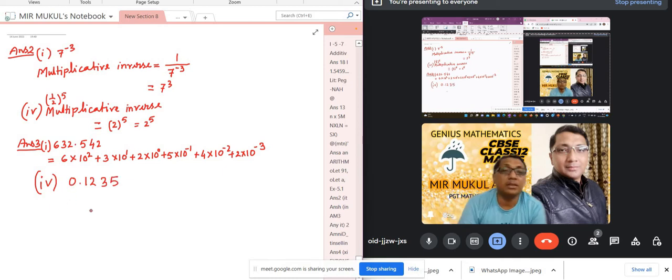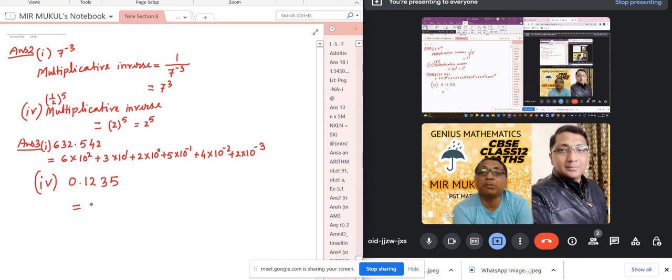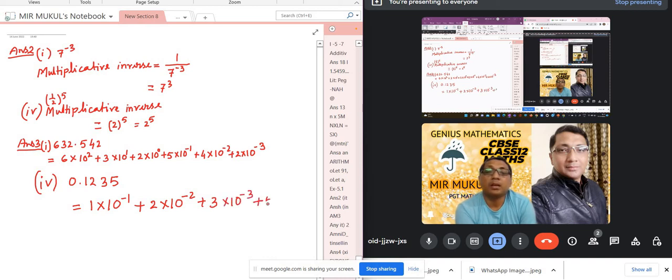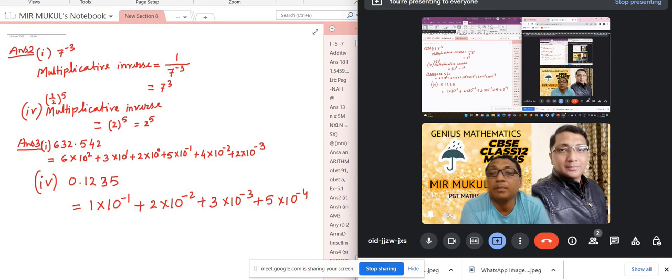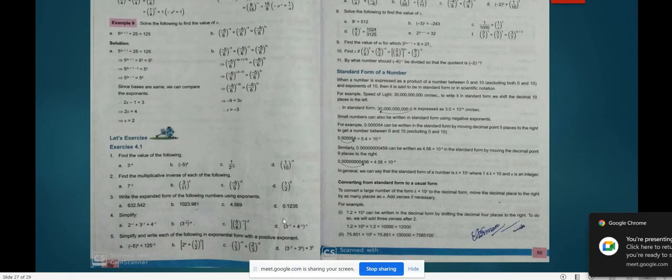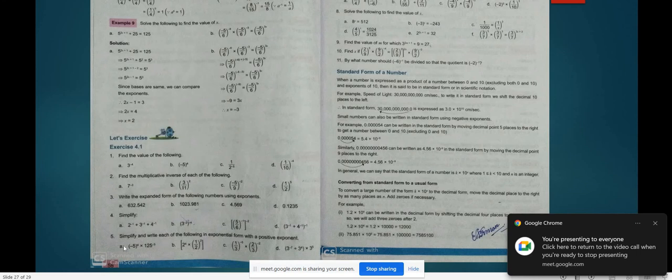So on the left side only 0 is given, right? In expanded form, if you want to write 0.1235, then it is 1 into 10 to the power minus 1 plus 2 into 10 to the power minus 2 plus 3 into 10 to the power minus 3 plus 5 into 10 to the power minus 4. Right? This was the number 0.1235. Okay, so we have completed 3 questions.